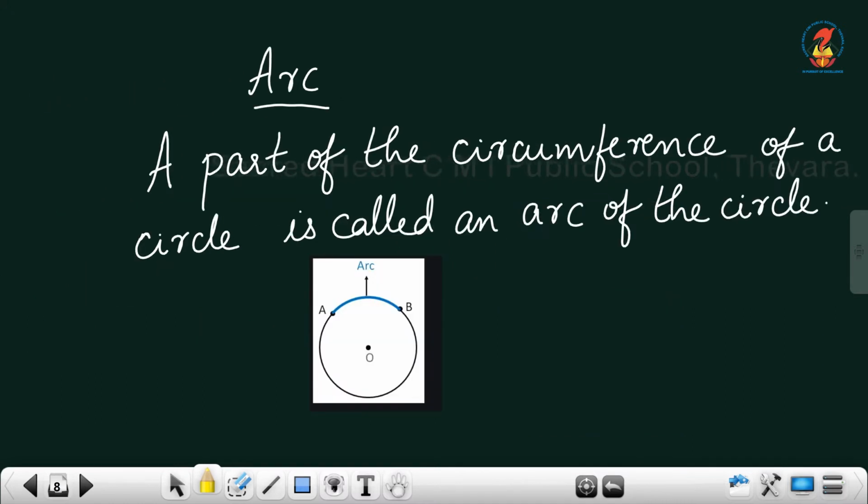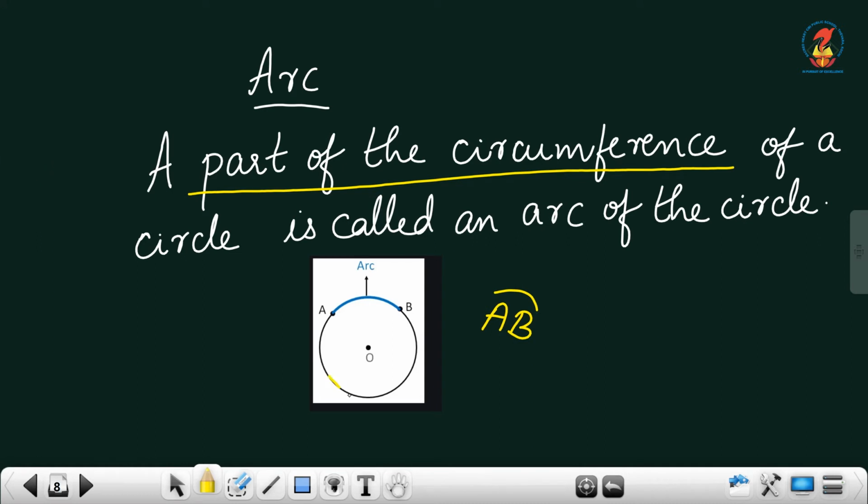Okay, children. Now, the next topic, arc. What do you mean by arc? A part of the circumference. The length of the boundary is the circumference. Just take one part. This is an arc. We can say AB is an arc here. AB is an arc. Okay.